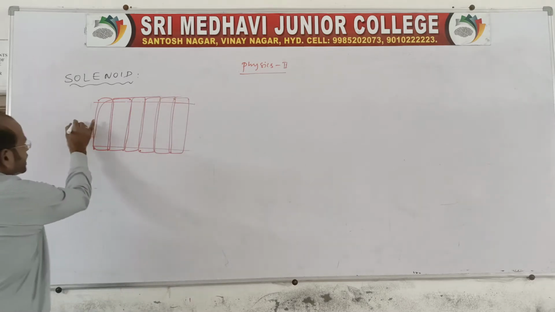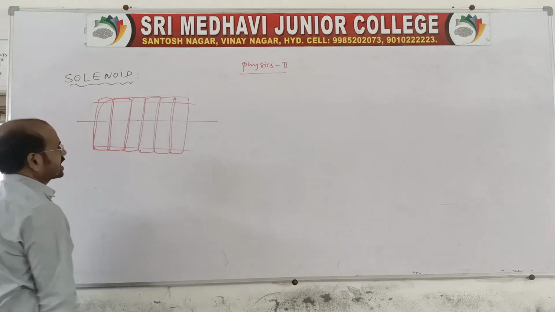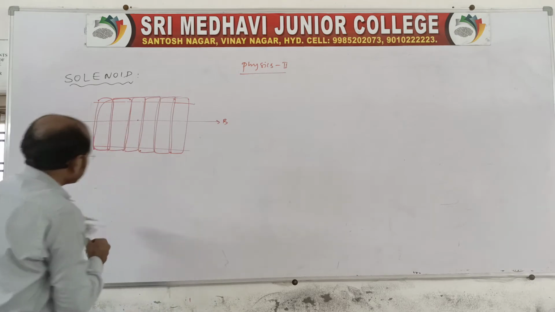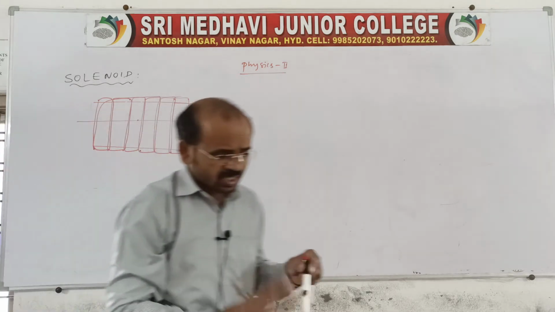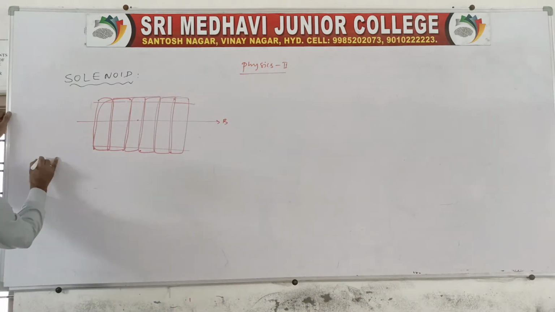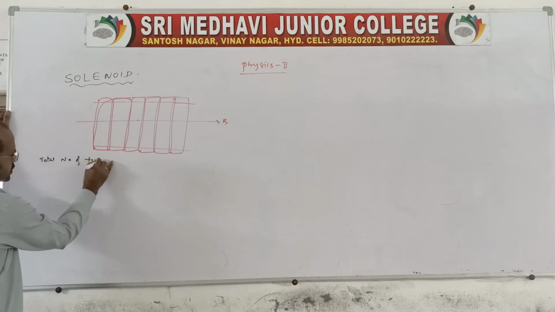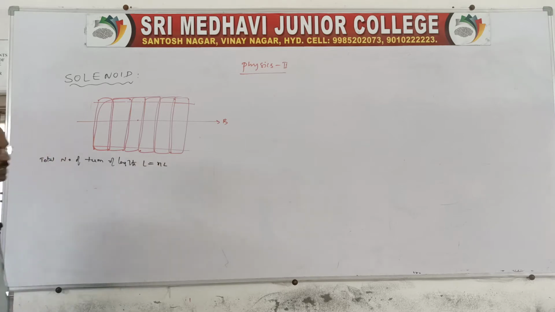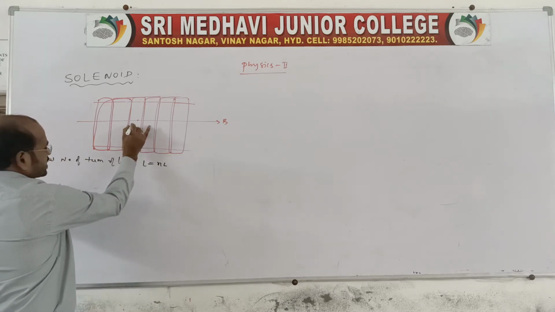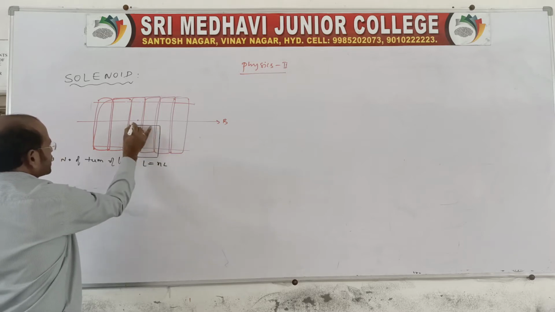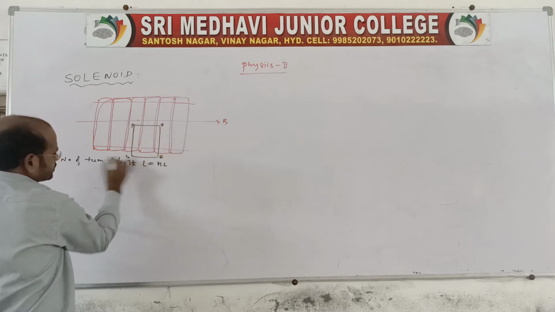Now we need to find the magnetic induction along the axis. This is indicated as B. The total length is L, so the total number of turns of length L is equal to NL. Now take one imaginary rectangular coil and draw it like this. Label it P, Q, R, S.